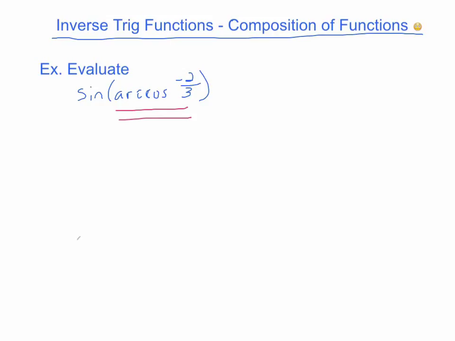So we go off to the side and we try to think about the cosine of what angle gives us negative 2 over 3. Now, if you're sitting there and you can't recall exactly what this angle is, that's because we don't really know what this angle is. It's not one of our exact values in our chart.